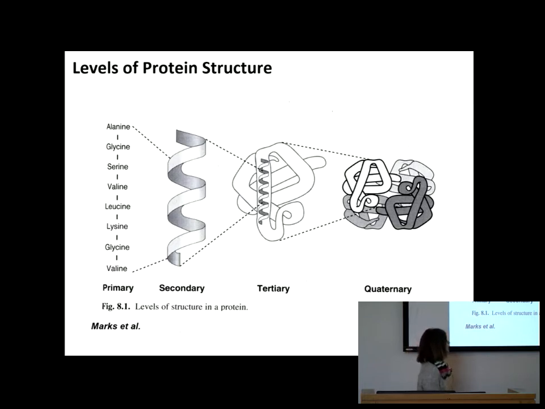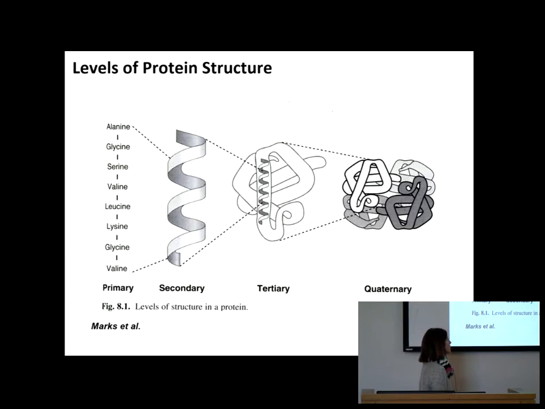The secondary structure is just a local three-dimensional structure. And this is going to involve, as we'll learn, hydrogen bonding in the peptide backbone. No R group interaction, no side chain interaction. We'll see how that comes together. We'll spend a lot of time today on that.